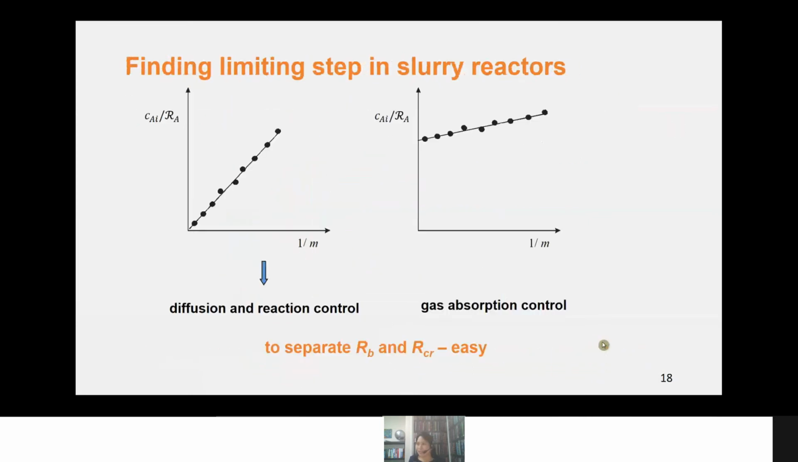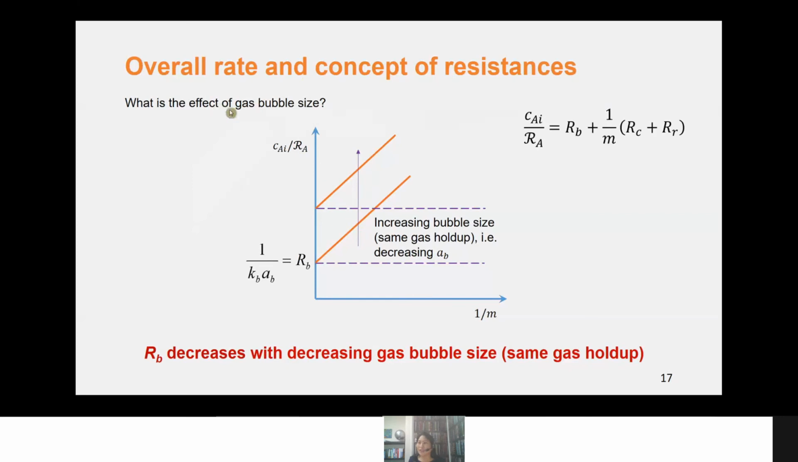Okay, and then you can also perform experiments with different gas bubble sizes, using different spargers. So one way of controlling the bubble size is using a particular type of sparger. You can also control your agitation rate. And we've seen from the video lecture that the resistance due to gas absorption decreases with decreasing gas bubble size. Okay?